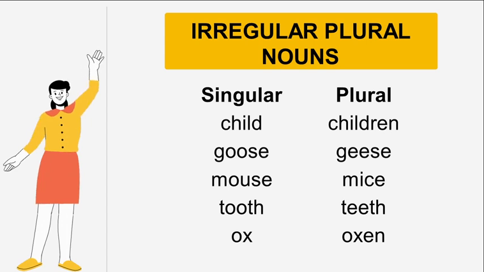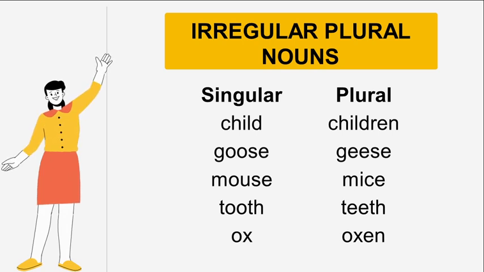Some of the words are irregular, wherein we need to change the word itself or we need to add some words or letters in order to make it plural. For example, child. What is the plural of child? It is not childs, but it is children. What is the plural of goose? That is geese. How about the mouse? Mice. Tooth? Feet. How about the ox? Oxen. And many more other examples of it.